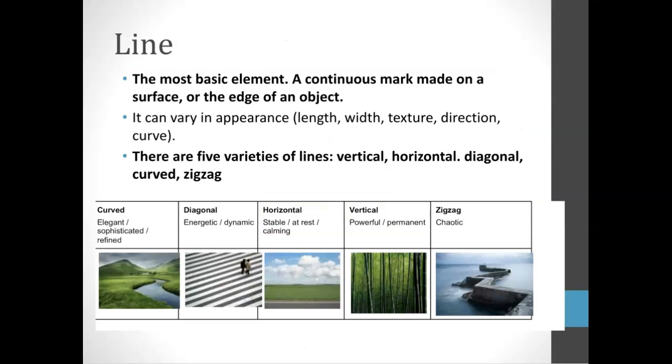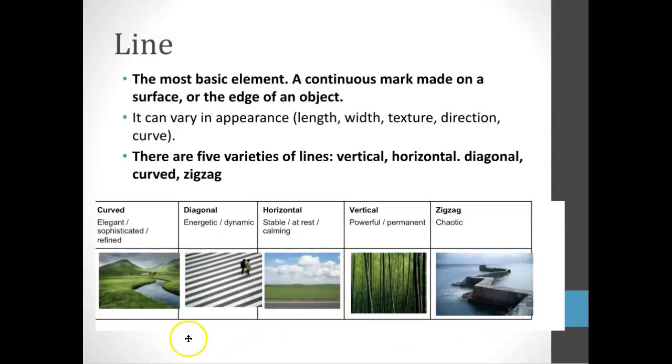Our first element of art is something called line. It's the most basic element. It's a continuous mark made on the surface, like a drawing or anything that might be mark making, or it could also be the edge of an object. So when we're looking at these picture examples down here, we have a wide variety of lines. Some of them are person-made, like these lines that are on the ground here. Others might be natural lines, like the things that you find in nature, like trees or clouds, the edge of the clouds, a horizon line.